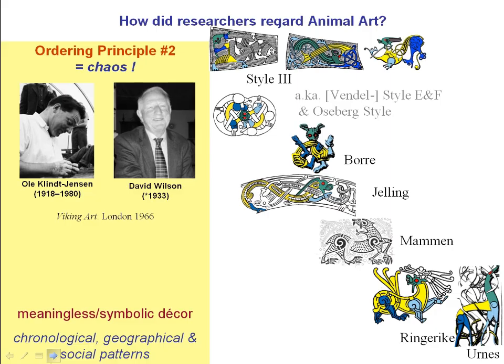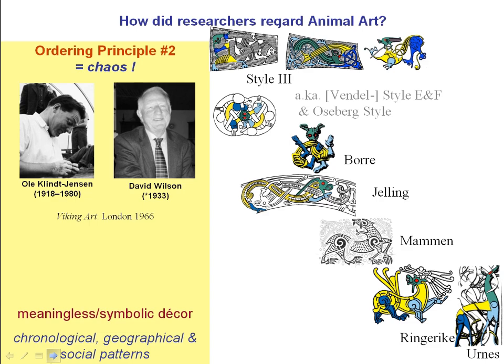And these names derive from different spots where these styles had been observed. So in the case of the Borre style, we are speaking about the grave mound in Norway. In the case of the Jelling style, we're speaking about the royal site of Jelling in Jutland, that you hopefully have been reading about by now.